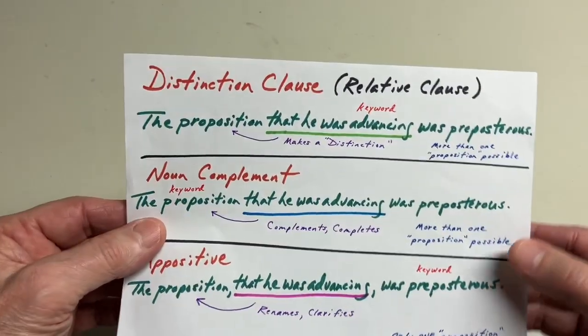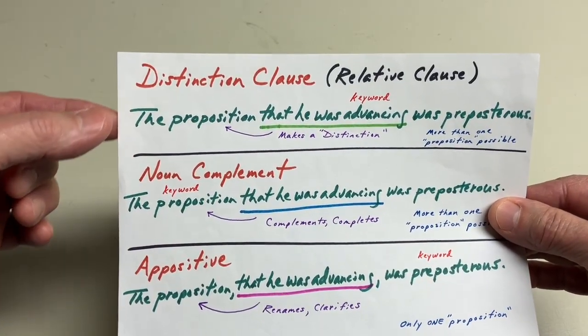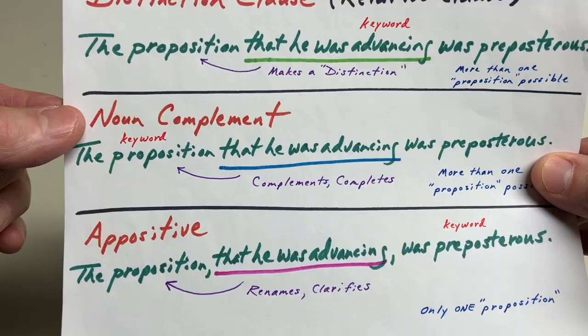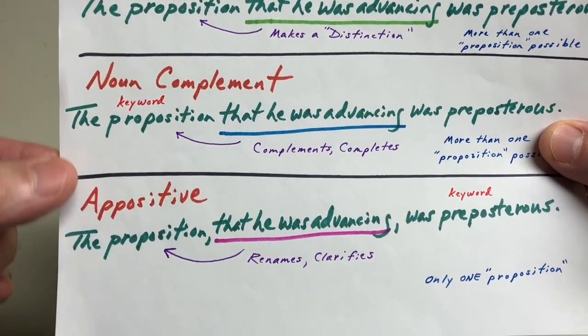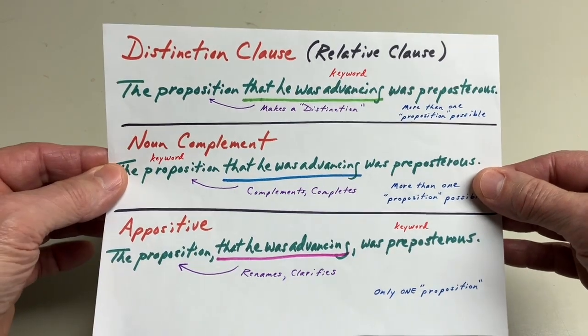So there you see the difference between the same clause used as a distinction clause, specifically used as a noun complement, and an appositive. So I hope that helps out, makes it a little bit more clear.